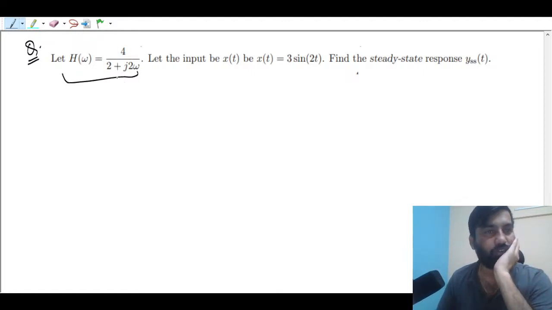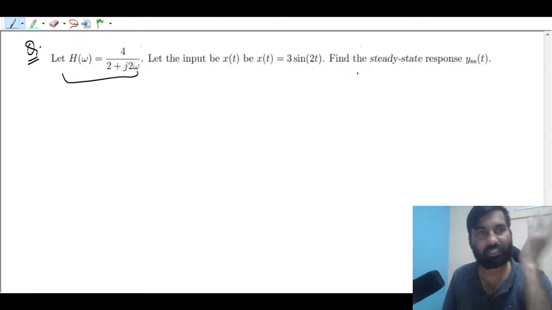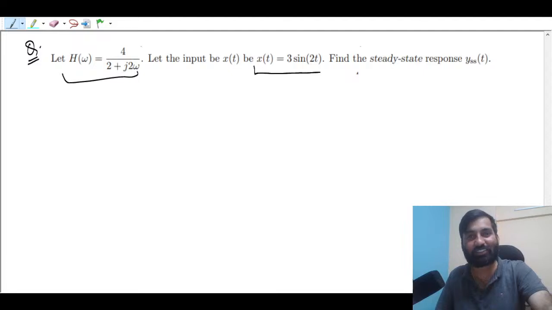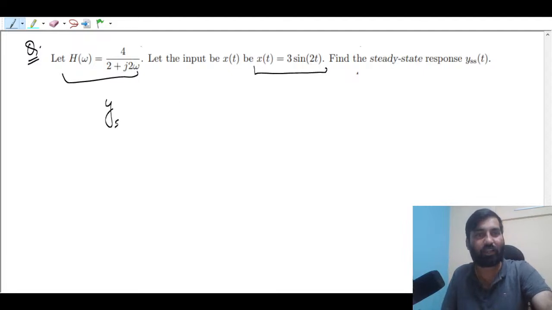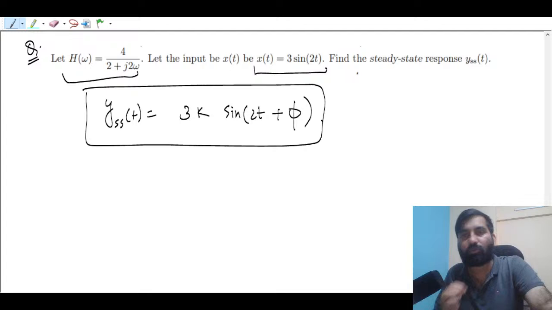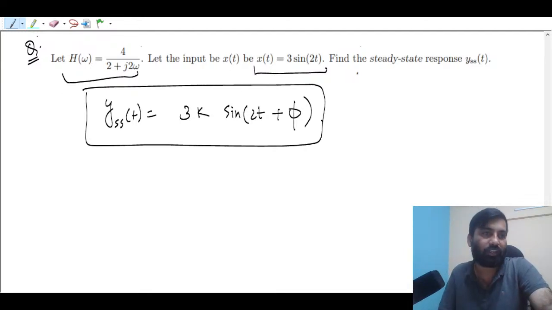So you can find out the Fourier transform. So you don't have to find the inverse and all, right? Since the input is this, I can directly write the output by SST is going to be 3 times K sine(2t plus 5). I can write the answer. This is the answer. Now what is your job? Your job is to find K, guys.